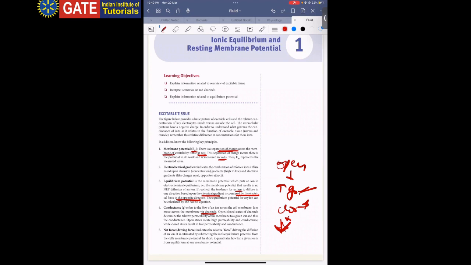And then we have the net force. Net force is just the force that will determine the diffusion of an ion, whether it will move out of or into the cell. Okay, that is the net force.